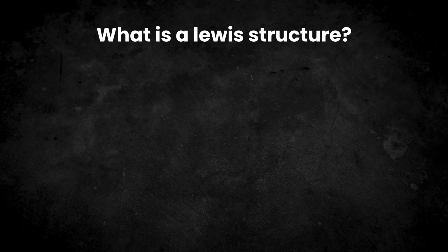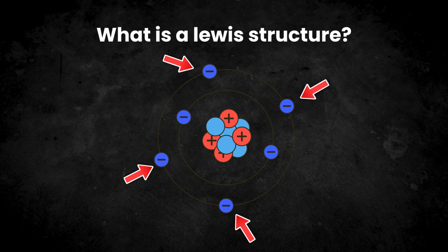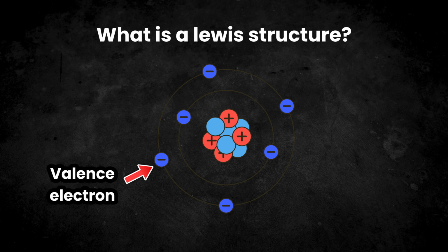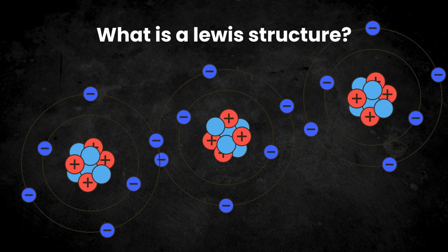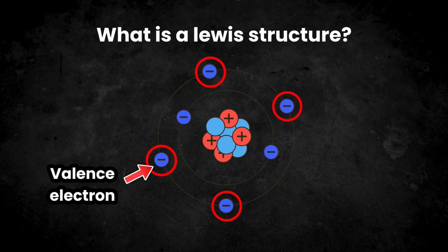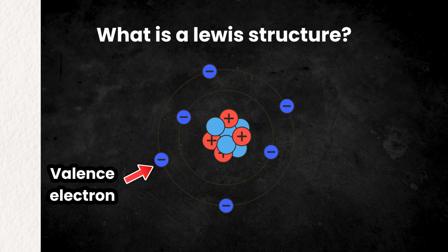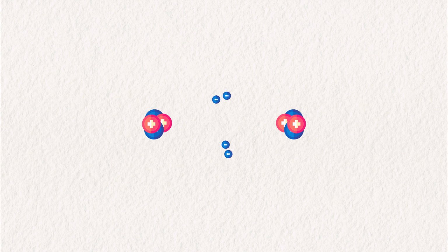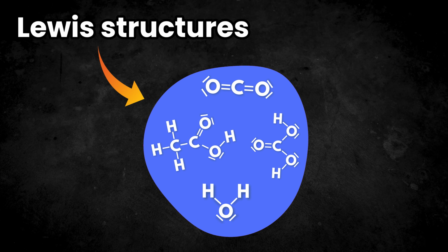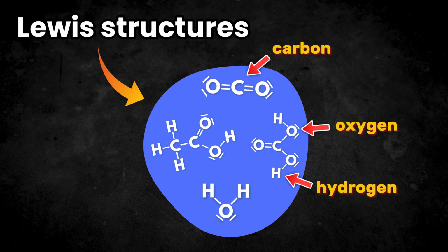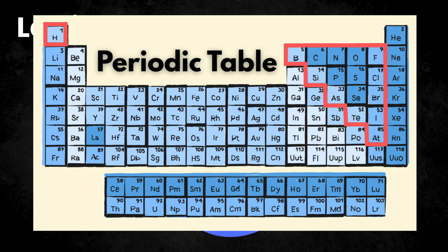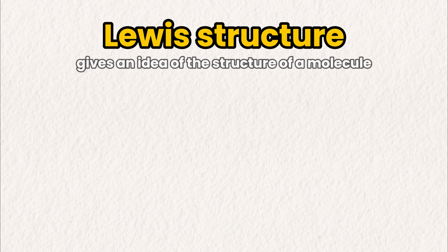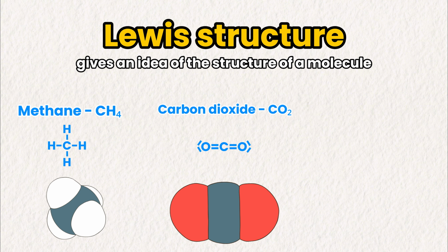A Lewis structure is a visual way to show how the outermost electrons of atoms, the valence electrons, are involved in bonding. These are the only electrons we draw because they are the ones that interact with other atoms. In a Lewis structure, atoms don't give away their electrons, but instead share them to form electron pairs, which creates covalent bonds. We can only make a Lewis structure when the molecule only contains nonmetals. You can find them here on the periodic table. The Lewis structure gives us a simple idea of how the molecule is built.